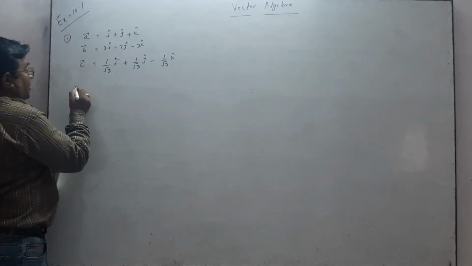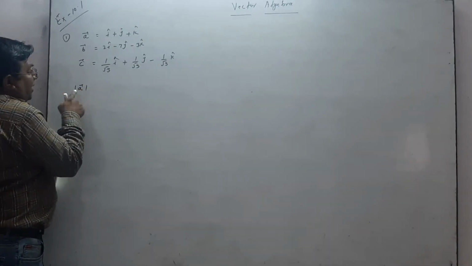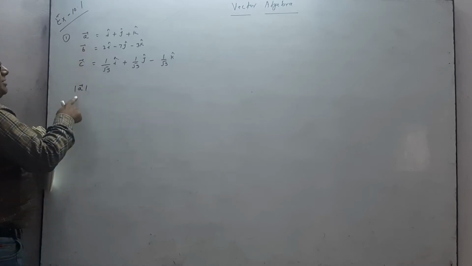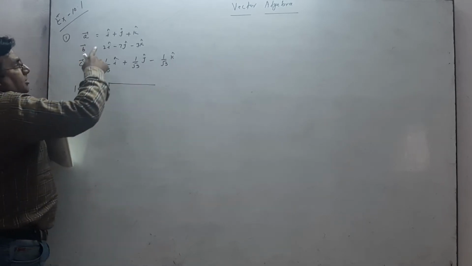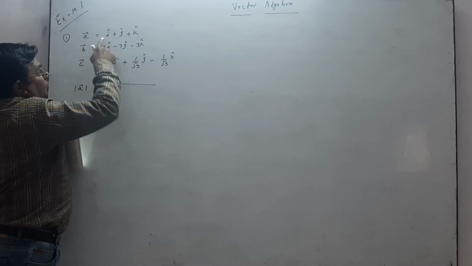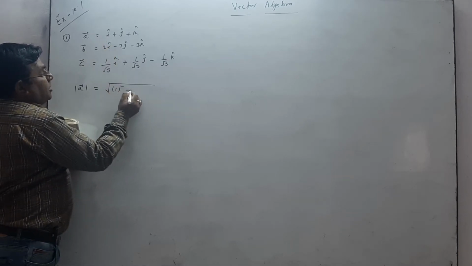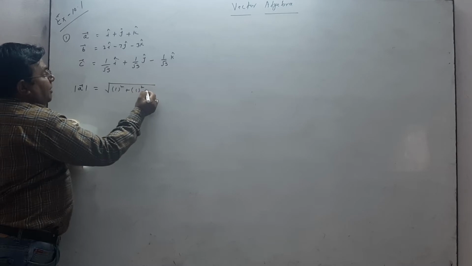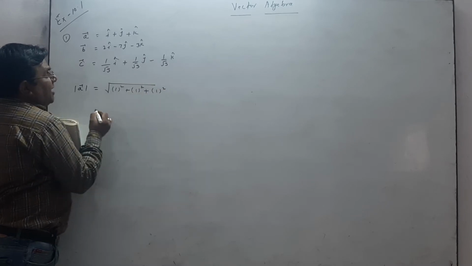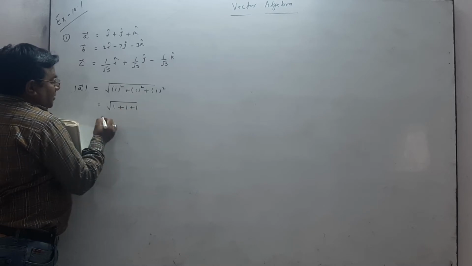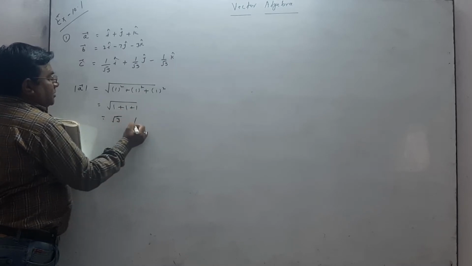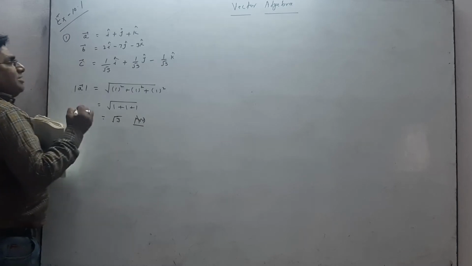Now look here, student, magnitude is denoted by two parallel lines. Now find the magnitude of vector A. What is the formula of magnitude? Magnitude means under root, square of the coefficient of I cap plus square of the coefficient of j cap plus square of the coefficient of k cap. That means 1 plus 1 plus 1, that is root 3, the first answer, that is the magnitude of vector A.